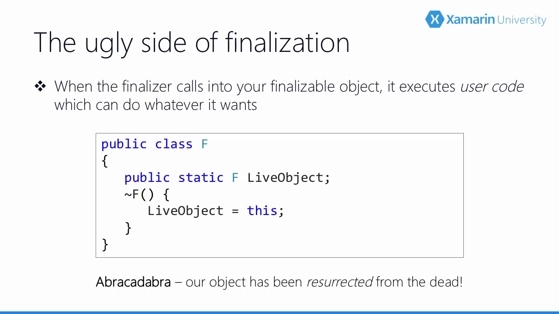The second thing that's kind of interesting that you can do is, notice here I've got my F class, and in my finalizer, I'm actually going to take my this reference, and I'm going to put it back onto a public static. Now remember, statics are live roots. In other words, anything pointed at by a static is always considered reachable by my code, and therefore what's really happening here is I'm resurrecting this object.